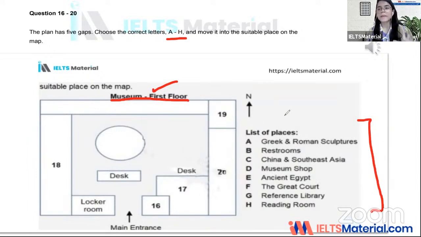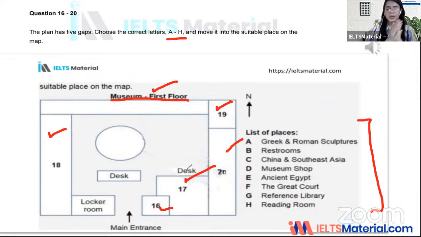One thing to remember here, guys, is that not all options are going to be used, but the audio is going to speak the name of all of these places. So you have to be vigilant and attentive and get the correct answers so that you don't get confused. The next thing is to follow the flow of the question. Where do you see your first blank? Here we see our first blank, that is 16. Then we see 17, then our 18th blank, then 19, and then 20.